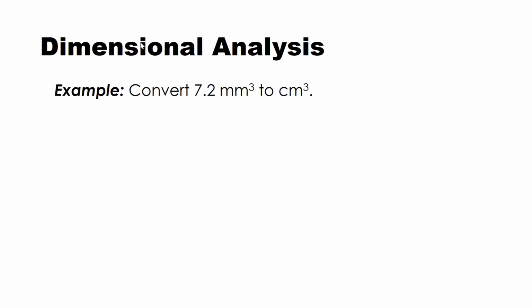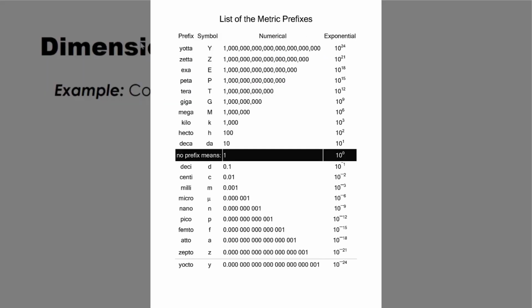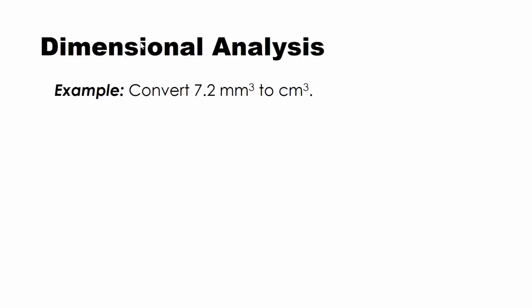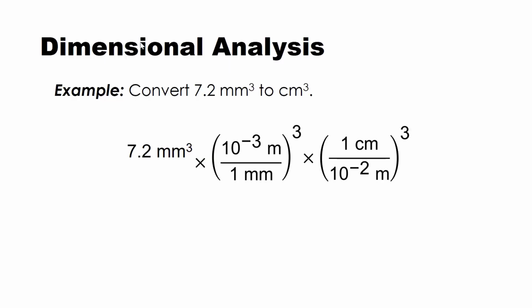Okay, this problem is a little bit different. We're converting 7.2 cubic millimeters to cubic centimeters. Now, I know that you do not know how many cubic millimeters are in a cubic centimeter, but we do have length conversions that we can use for this. So we're going to start with our 7.2 cubic millimeters.